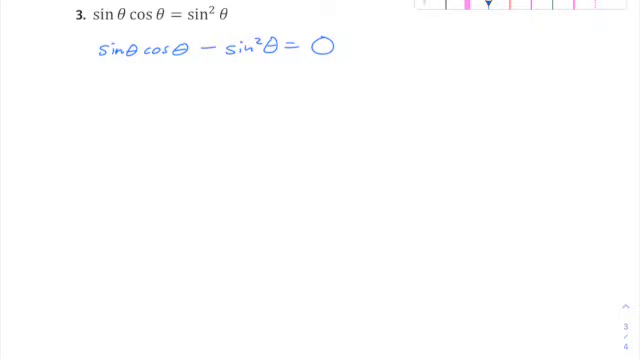I'm going to factor out. This has sine of theta and this has sine squared. So I can take out 1 sine of theta. And we'll have cosine of theta minus sine of theta on the inside.